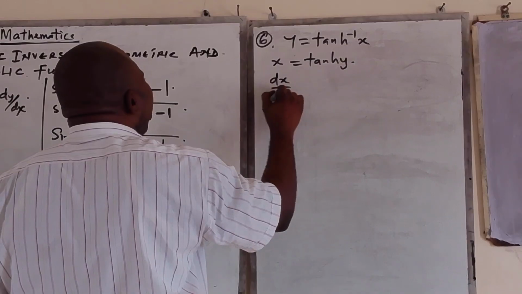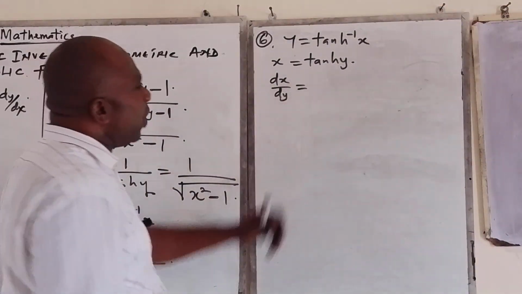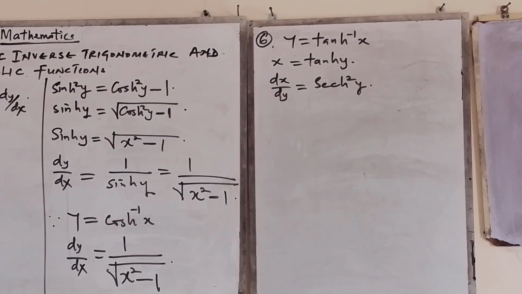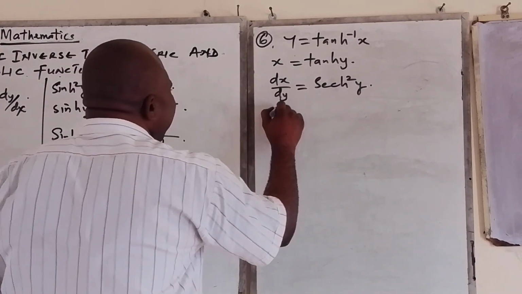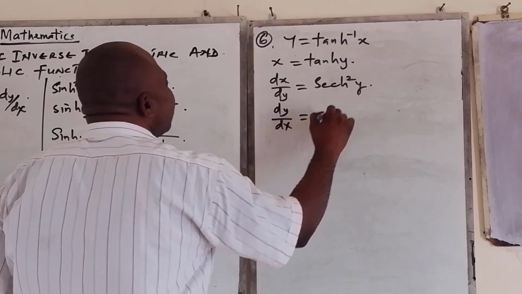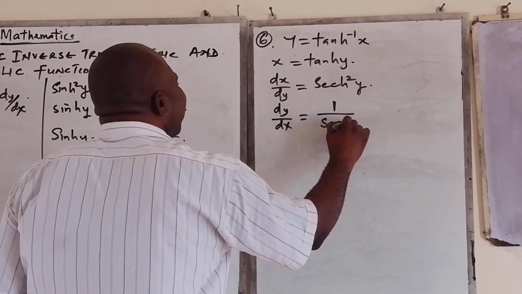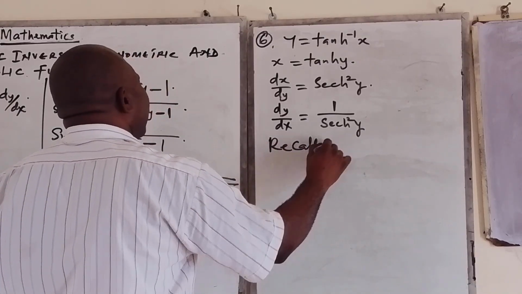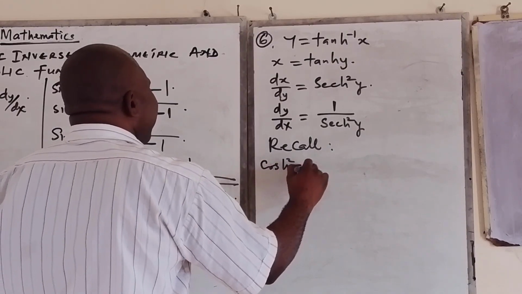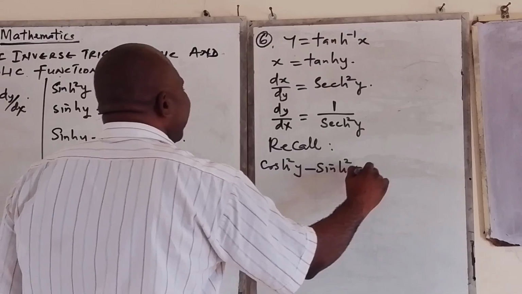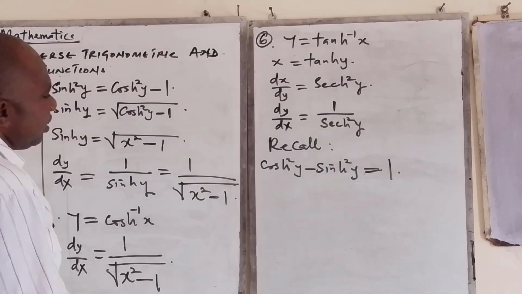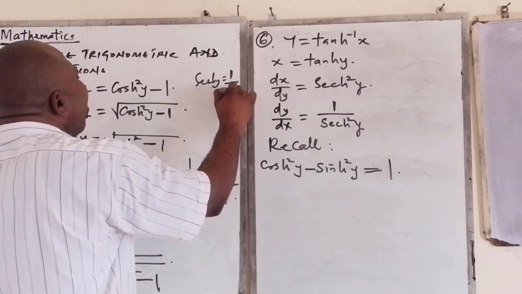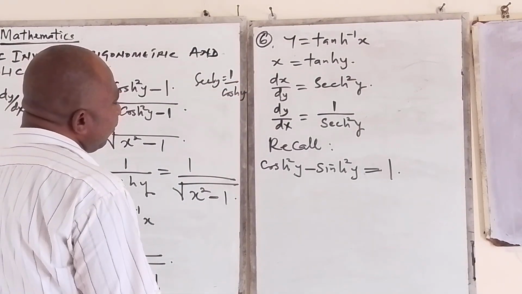Now let's see dy over dx. When you differentiate tan hy, it gives sec h square y. Now it means dy over dx will be equal to 1 all over sec h square y. Now recall that cos h square y minus sine h square y is equal to 1, and we know that sec hy is the same as 1 all over cos hy.